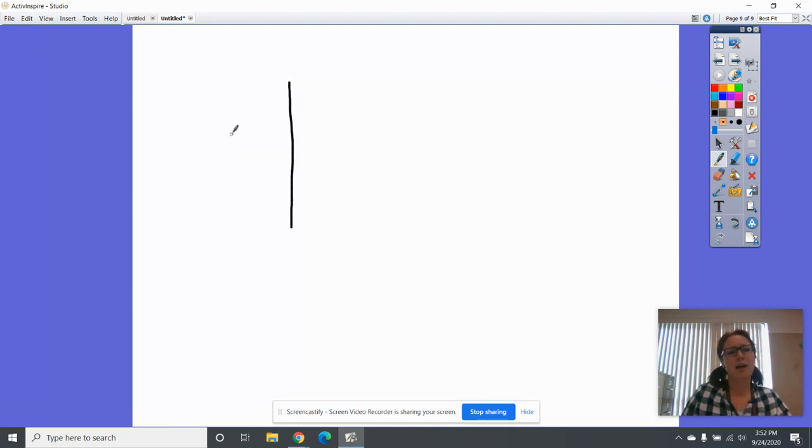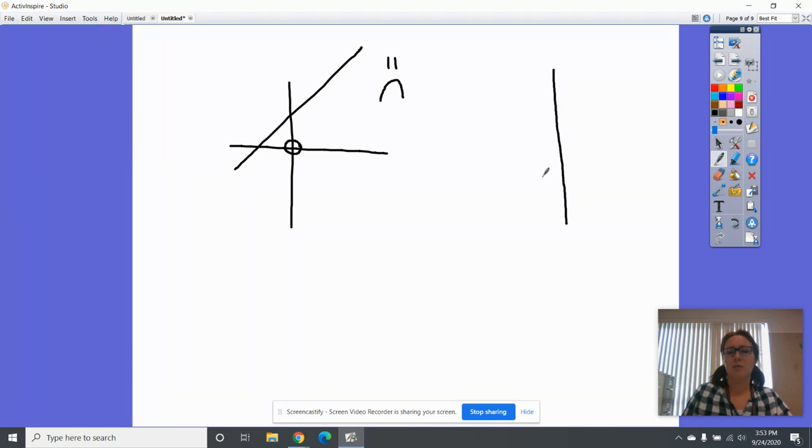So for example, if I have my coordinate plane, I'm not drawing it great, but that's all right. And I have something like this. Well, that is a straight line, but it does not go through the origin, so this one is not proportional. But if I have something like this, it is a straight line and it does go through the origin, so yes, it is proportional.